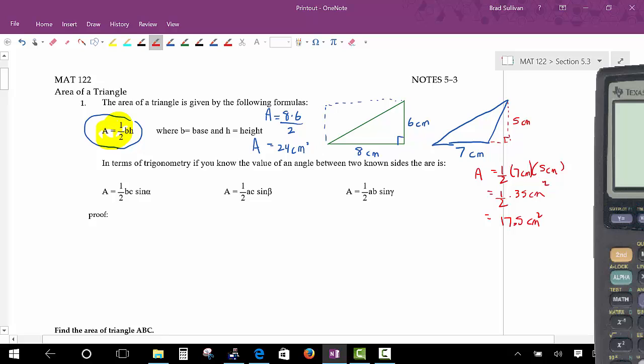We now can use trigonometry to utilize the side angle side case. So if you're given a side, an angle, and a side, you can use any of these 3 formulas to compute the area.